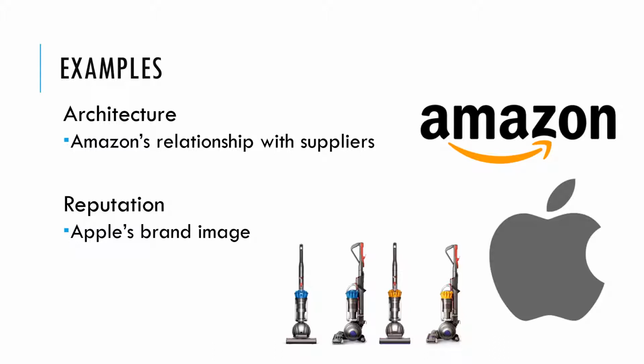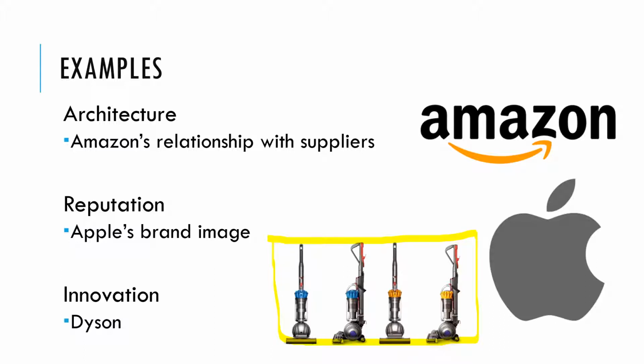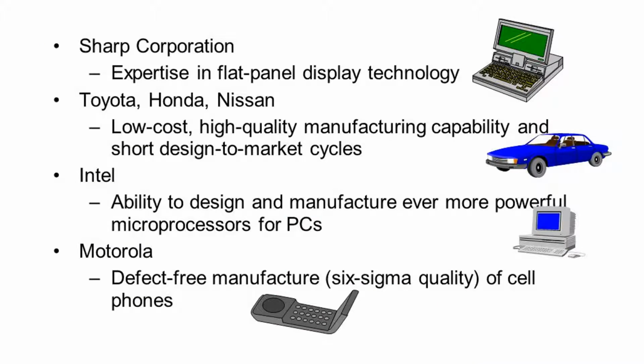Let's talk about reputation now. Well, we might think about Apple and their brand image. Their distinctive capability here might be their reputation. It's very difficult for another business to enjoy the same brand image or to enjoy that reputation that Apple possesses. And the final distinctive capability was innovation. Again, we might think of a company like Dyson, who manufacture vacuum cleaners, very high-tech ones. It is difficult for other companies to replicate this, and this makes them distinct from the competition and gives them a competitive advantage.